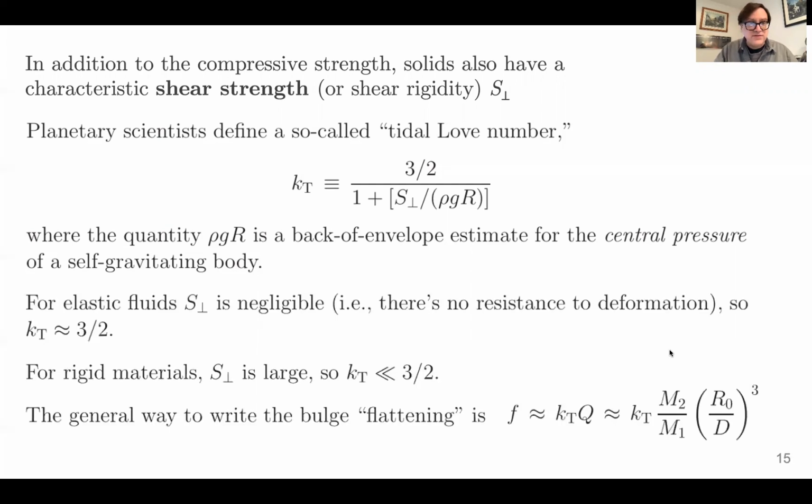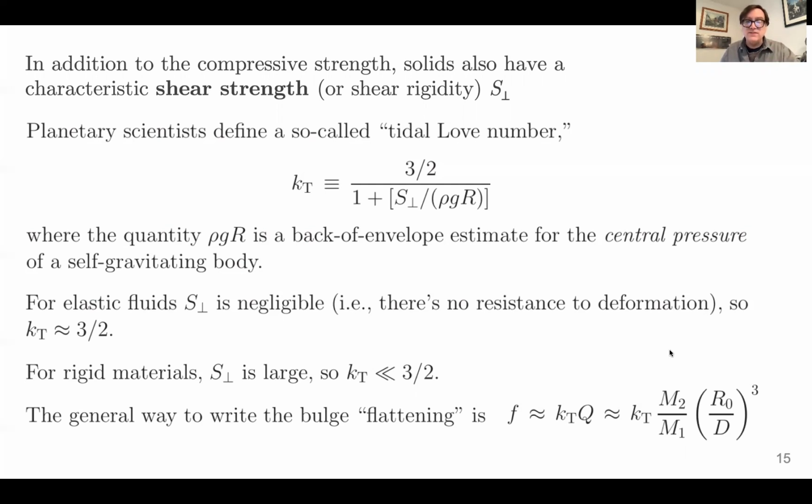And it turns out that if the fluid is very weak, if the strength is low, and there's no resistance to deformation, then that thing in square brackets is negligibly small, and the Love number is 3/2, again, something of order unity. For something that's very strong, that thing in square brackets is large, so the tidal Love number is a very, very small number. And we can sort of close the loop with that.